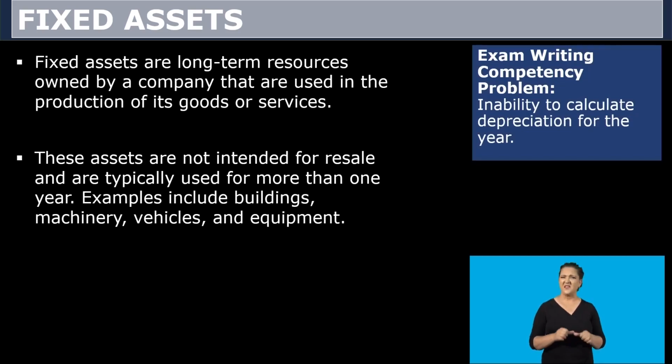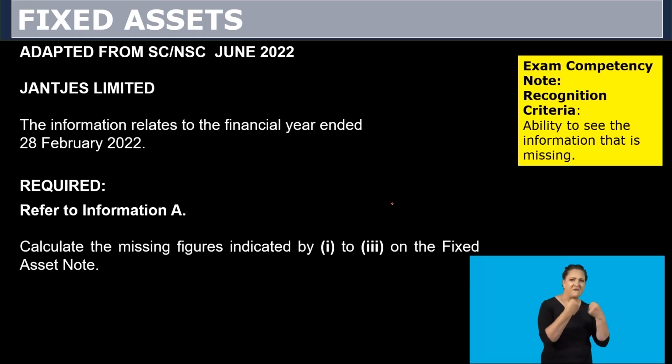What are fixed assets? These are long-term resources owned by a company that are used in the production of the company's goods as well as services. These assets are not intended for resale, very key. They are not intended for resale and are typically used for more than one financial year. Examples include your buildings, so we're talking land and buildings, machinery, vehicles, and equipment.